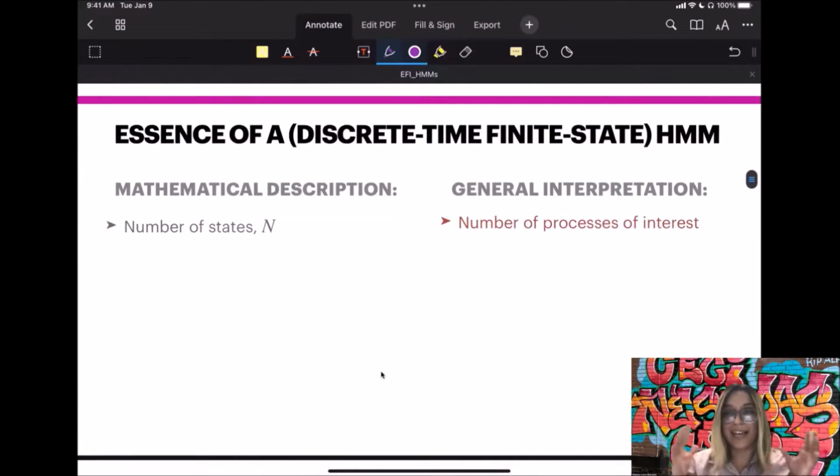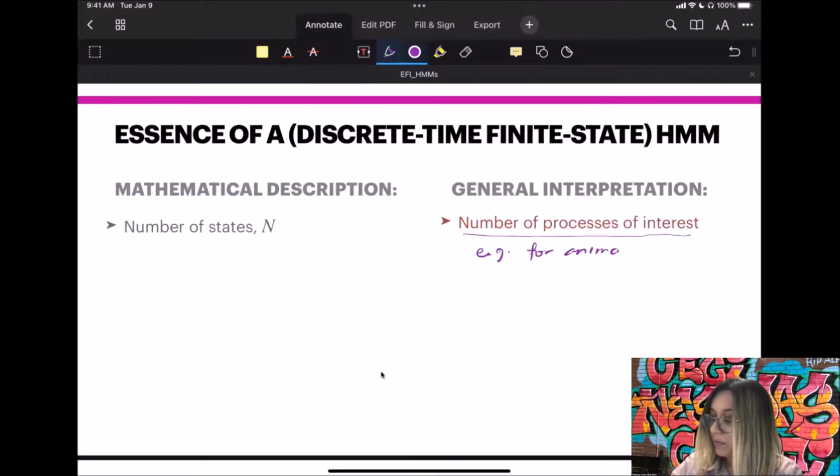So in essence, there's a mathematical description, which is the number of states of a hidden Markov model. And the general interpretation in ecology is: what is the number of processes of interest? For example, for animal movement, this could be the number of behaviors we hope to identify.